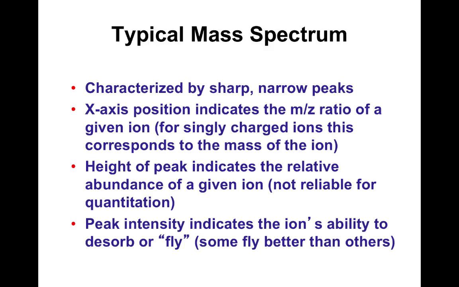The x-axis is the mass to charge ratio. So we actually don't literally measure the mass, we have to measure the mass to charge. So we measure charged ions. The height of the peak is the relative abundance. It is not useful for absolute quantitation. If you want quantitation, it always has to be compared with some isotopically labeled equivalent molecule. The intensity in mass spectrometry is really more a measure of a compound's ability to fly or desorb. It's not a measure of abundance.